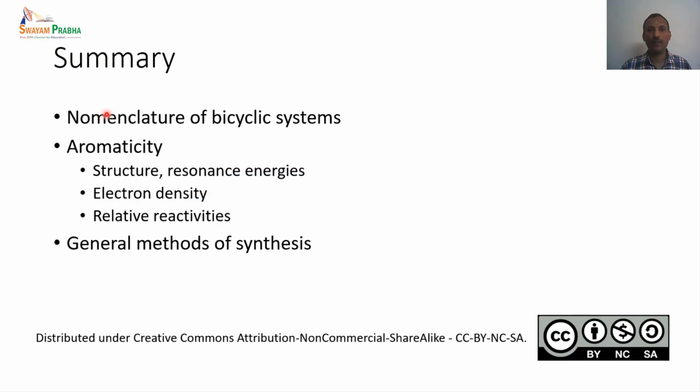In summary, let us recap what we have studied so far. We have studied about the nomenclature of bicyclic systems, how to name heterocycles having more than one ring. We also studied about the aromaticity, where we studied about the structure and the resonance energies of various heterocycles, mainly the 5-membered rings. We also studied about how the electron density is distributed around the ring. And we also studied about the relative reactivities of furan, pyrrole and thiophene. We also studied about some of the general methods of synthesis of heterocycles. With that, we conclude this session.